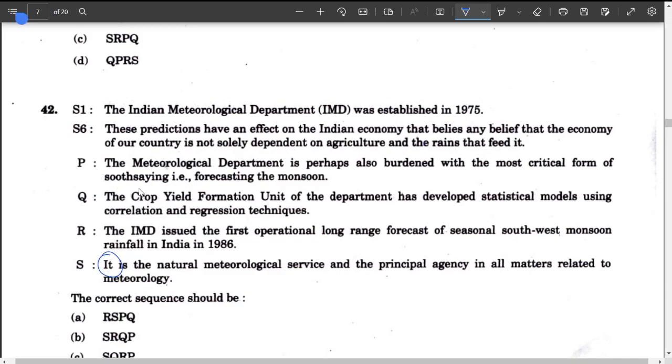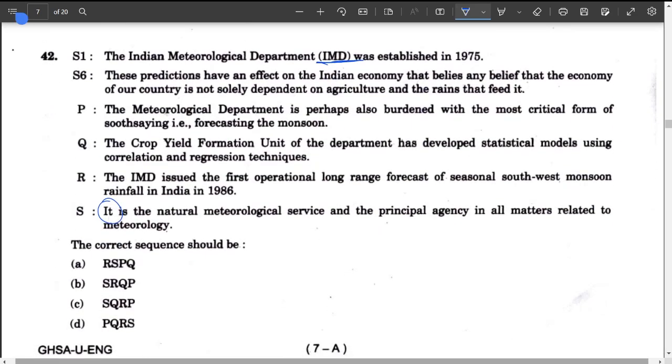Look at this. It is a National Meteorological Service. What do you mean by "it" here? This IMD, we are referring to this IMD as "it" here. So we have to go with S in the beginning. With S, we have two options: SRQP and SQRP. So P is the last one, however, we have to find the middle ones.